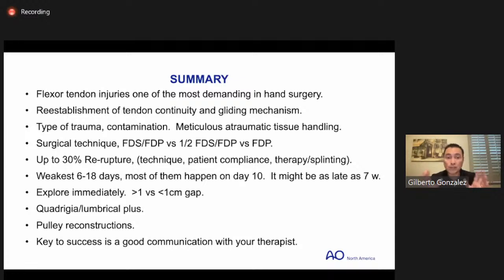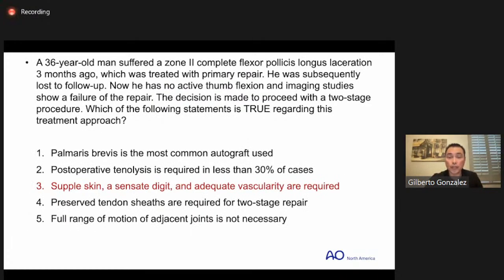And we know that the weakest time of the tendon is between day 6 and day 18, most of them around day 10. Don't forget the 1 centimeter gap, more or less. Quadriga: it's important not to overtension your repair so you don't develop this condition. Pulley reconstructions, when they are necessary, should be done in the first stage. And key to success is good communication with your hand therapist.